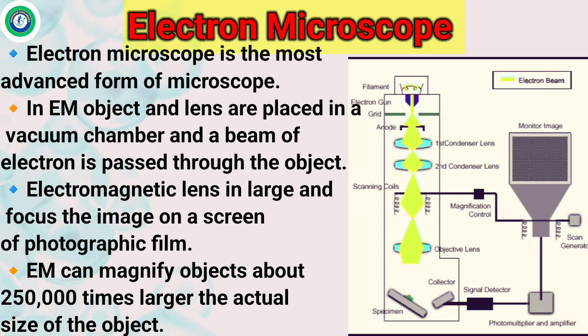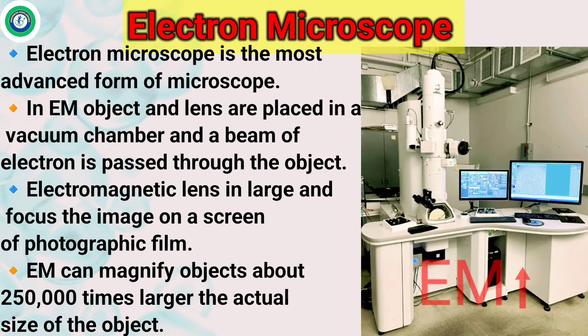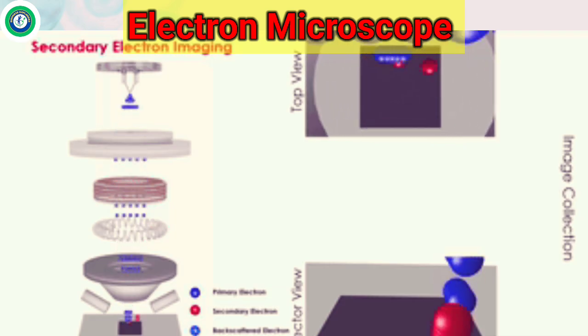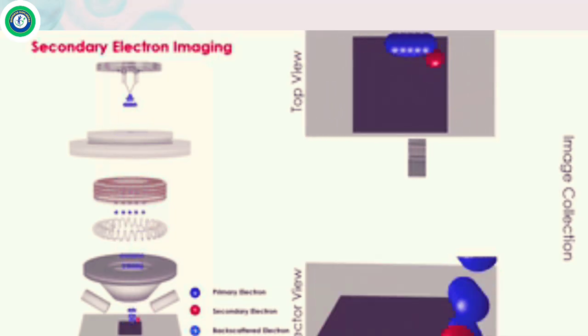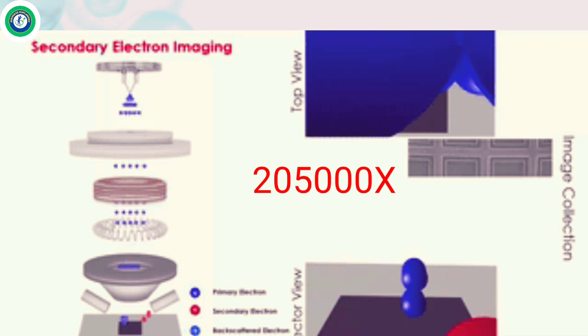Electron microscope. Electron microscope is the most advanced form of microscope. In an electron microscope, the object and lenses are placed in a vacuum chamber and a beam of electrons is passed through the object. Electromagnetic lenses enlarge and focus the image on a screen or photographic film. An electron microscope can magnify objects about 250,000 times larger than the actual size of the object.